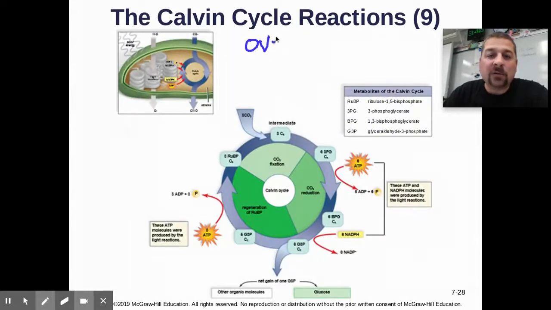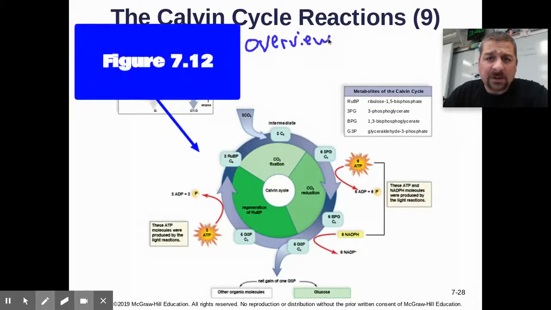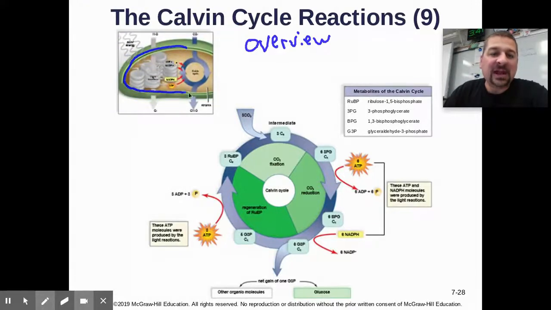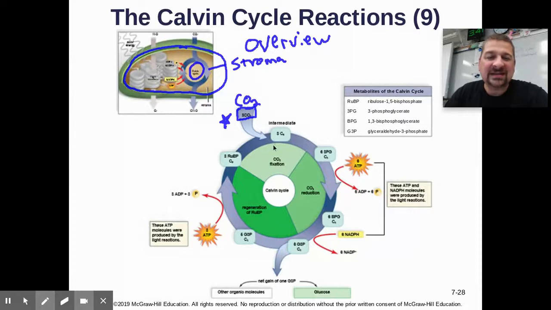This is a good overview, a picture of photosynthesis, breaking down the steps. This is an overall view. Again, if you're looking at the chloroplast up here, the second step, the Calvin cycle, is now happening out here in the stroma, whereas the light-dependent reactions happen over here in the thylakoid membrane. Here's our starting point up here with our CO2 coming into the cycle.